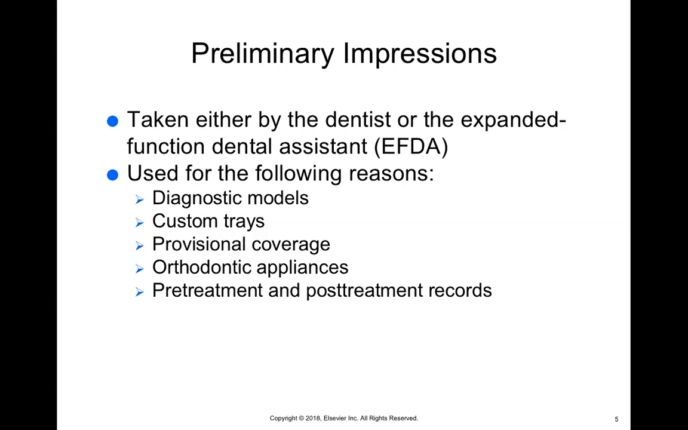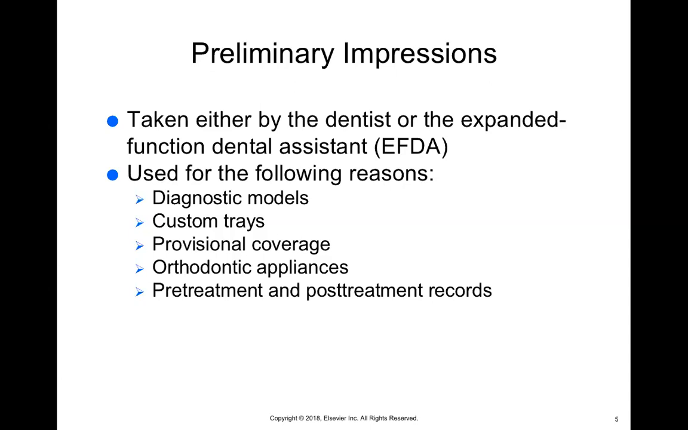They can be used to create custom trays, which is exactly what the name sounds like. Provisional coverage, meaning a temporary crown or temporary bridge. If you take a preliminary impression, you can use that impression to make something temporary. Orthodontic appliances, so retainers, we can use that preliminary impression to make retainers.